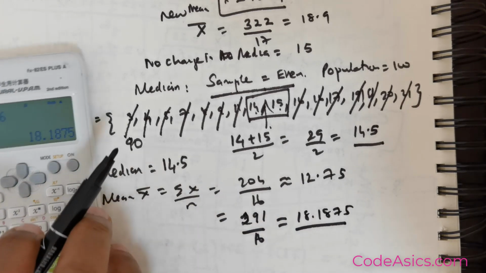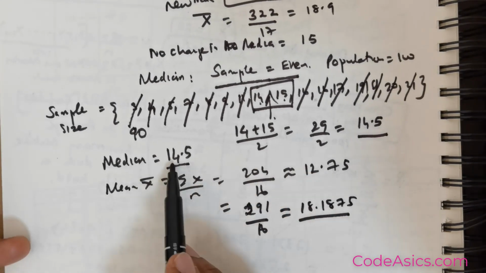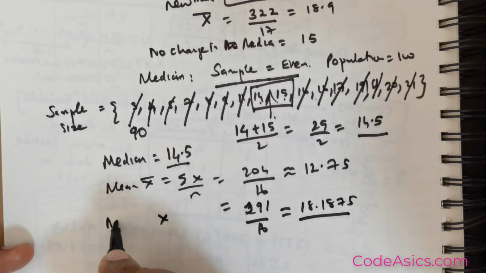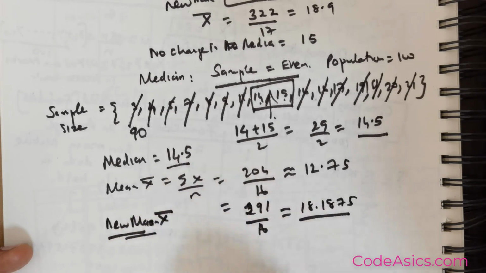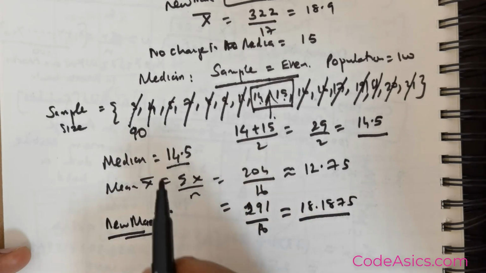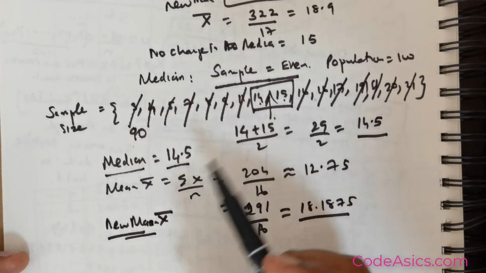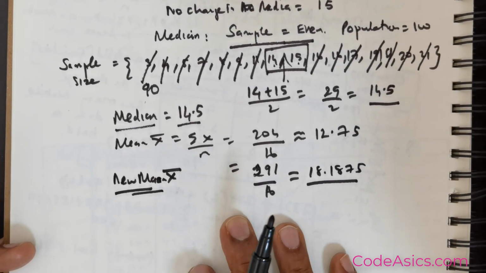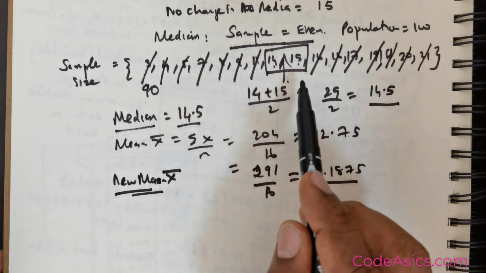Now the median is very much closer to the mean, 12.75, but between 14.75 and 18.1875 there's a huge difference. So the median and the new mean are leagues apart. I would say there's a large difference. But even though I placed a 90, the median will not be affected. As I mentioned here, it is unaffected by outliers. Okay, so that is how you find the median of a sample which is even in number.